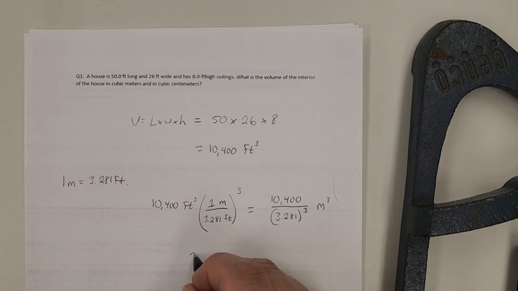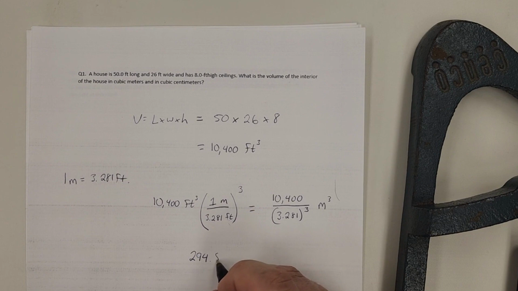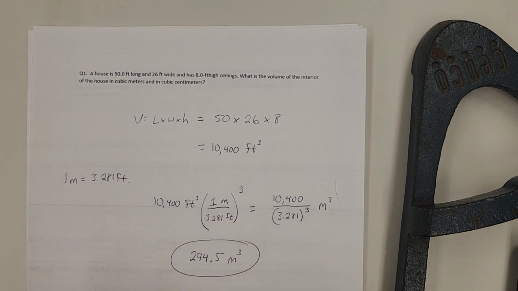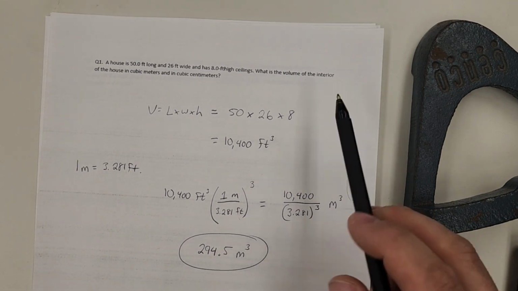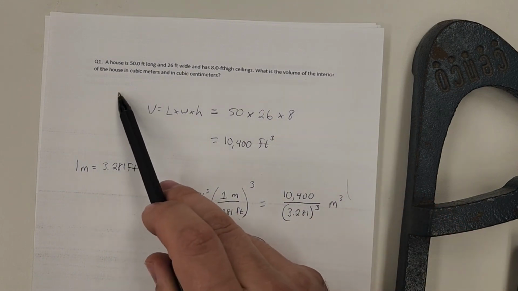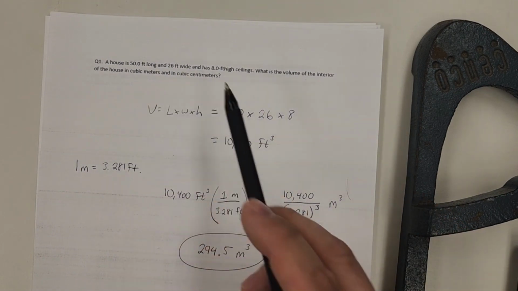Okay, doing that out, we get 294.5, if you want to do it that way, meters cubed. Okay, close enough on the answer. 294.5 meters cubed. Second part of this question, that was just the volume. Now it wants to know in cubic centimeters.